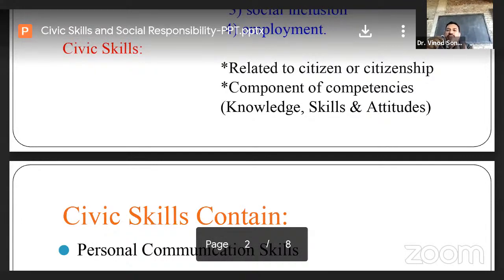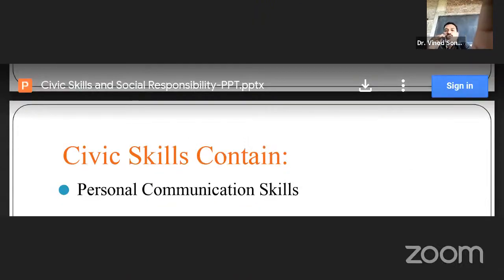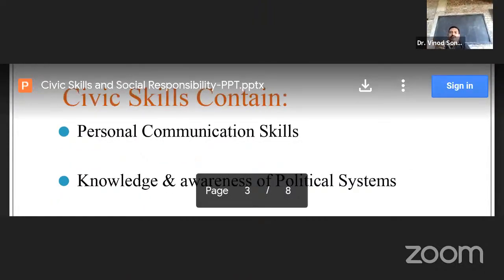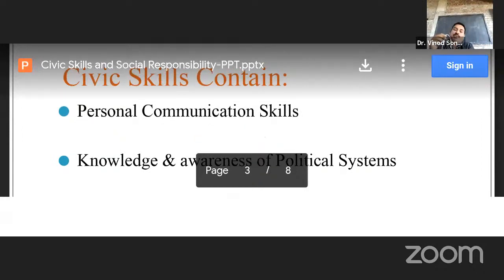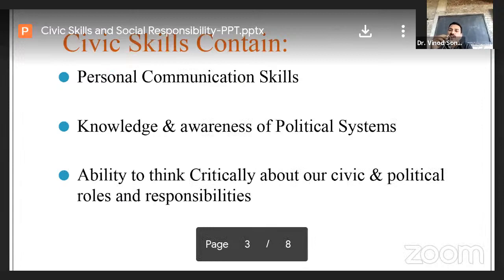So we can say that to get the civic skills, to be expert in the civic skills, we need these competencies. We need the knowledge, we need the skills, and we need the attitudes to the particular context. So at first, we should know which skills you have to acquire, which things you need to get the civic skills. Now, one by one, we have to discuss the civic skills and the things which are required to develop them. So friends, first of all, we have to discuss which civic skills are important, or which things are contained in the civic skills. The first important thing is personal communication skills.